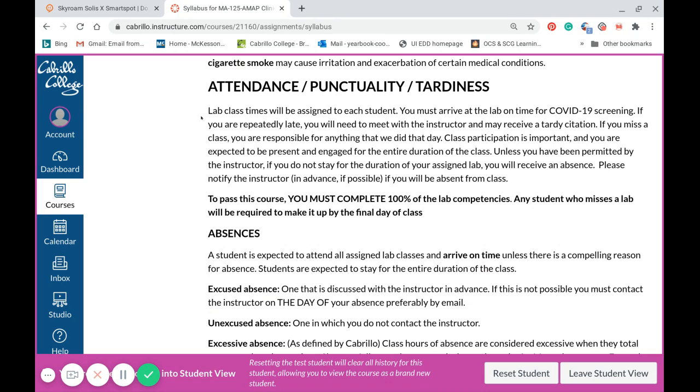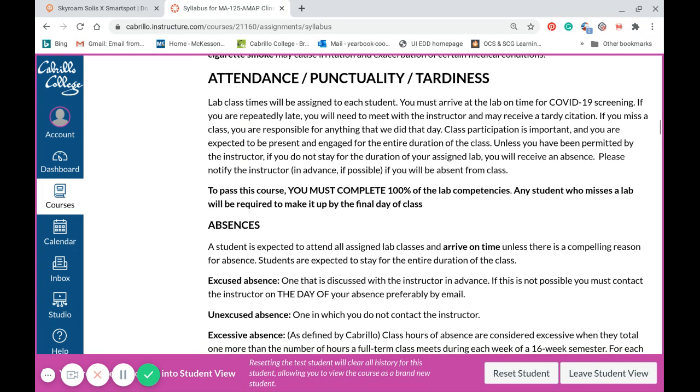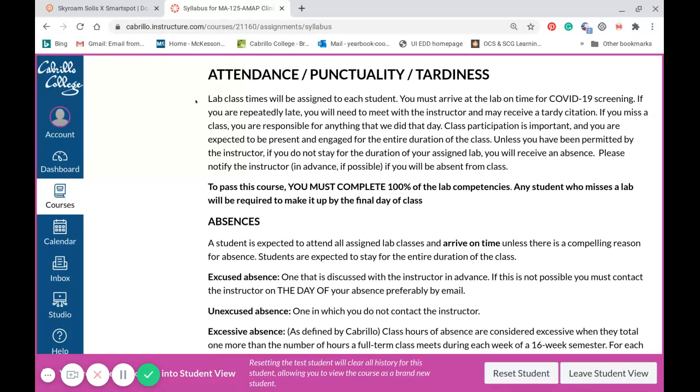So the lab class times will be assigned to each student, and you will also have to perform screening for COVID-19. So it's really important that you arrive on time. Everything's going to be very specifically calculated as far as how much time you're allowed in the lab, and then the next group will be arriving after you. So if you're unable to be on time, please let your instructor know as soon as possible, probably a message on Canvas or an email would be fine. And just do your best to be here on time.